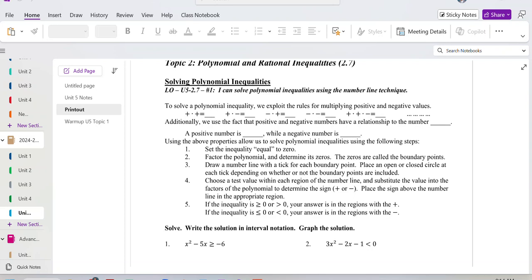Welcome to today's video on Unit 5, Topic 2, talking about polynomial and rational inequalities.